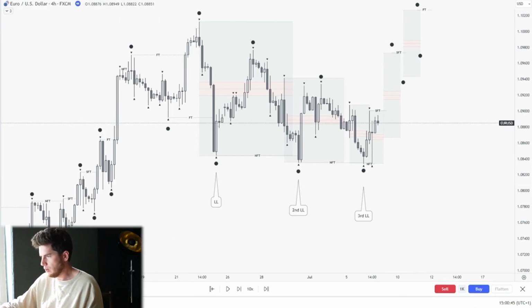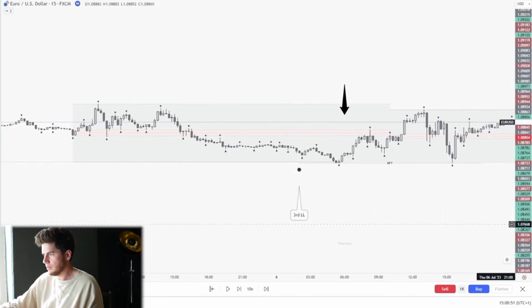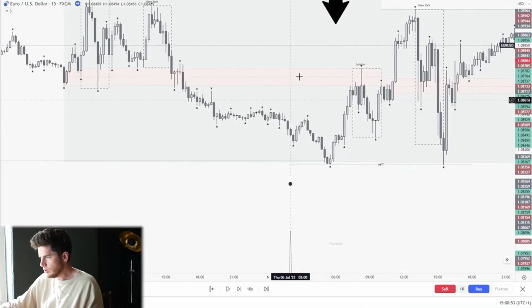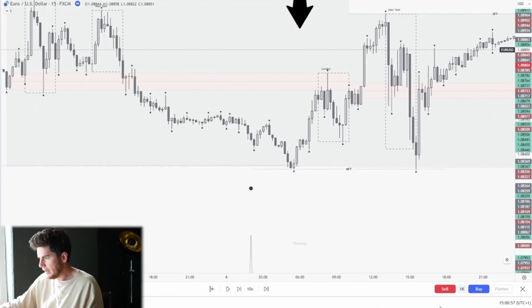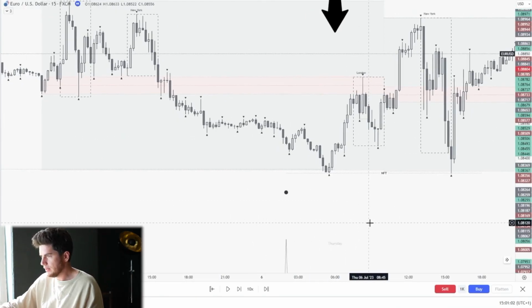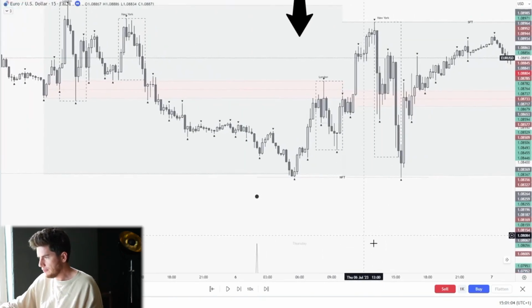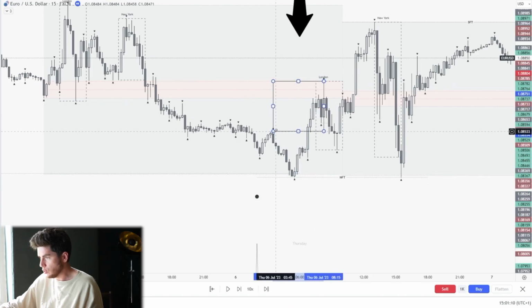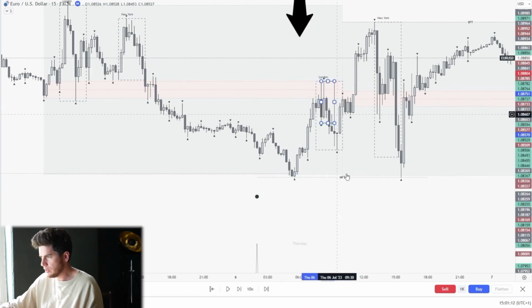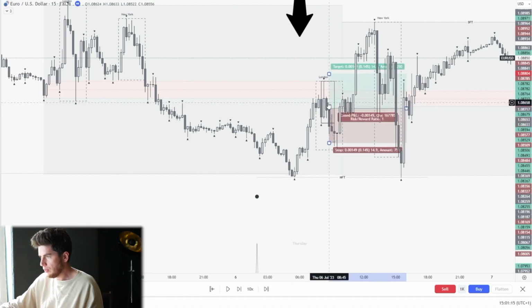So let's have a look in here. I'm just going to put an arrow in here to say this is the area we're looking at. Okay, we can see that now. There's the NFT. Now you see here, we have a sweep of a fractal here. Where would our 15-minute range be? It would have been previously here. So actually that would be our 15-minute range also. So an external 15-minute range sweep. It's well priced.